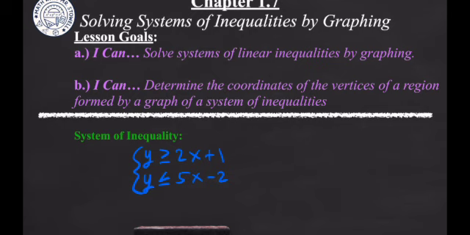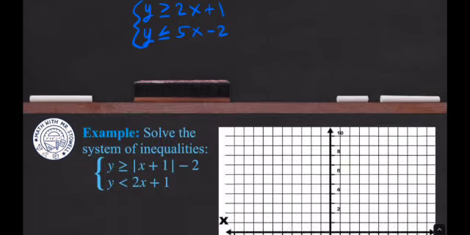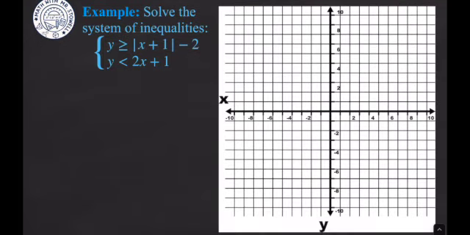We can have 3 inequalities in here. We could have 4 inequalities in here. We can have 5 inequalities. It does not matter how many you have as long as you have at least 2. That is what makes it a system of inequalities because we have several of them that we are going to be comparing. Let's look at an example. Here's a system of inequalities.